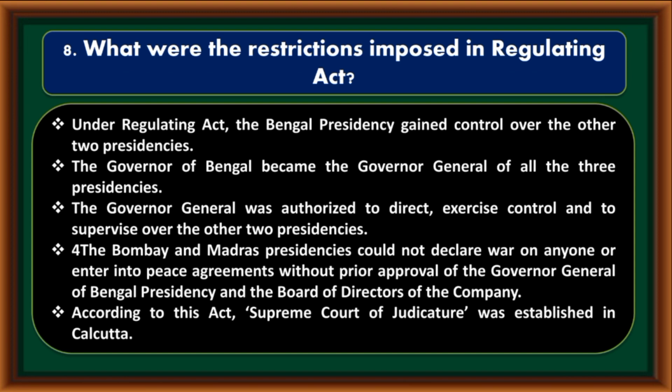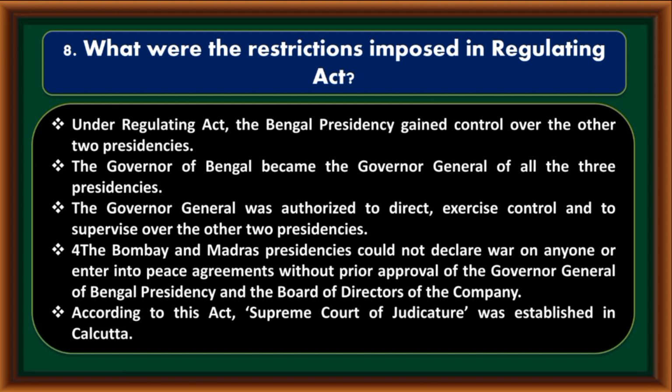What were the restrictions imposed in the Regulating Act? Under the Regulating Act, the Bengal presidency gained control over the other two presidencies. The governor of Bengal became the governor general of all the three presidencies. The governor general was authorized to direct, exercise control, and to supervise over the other two presidencies.